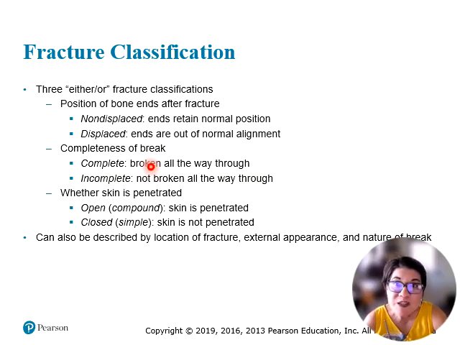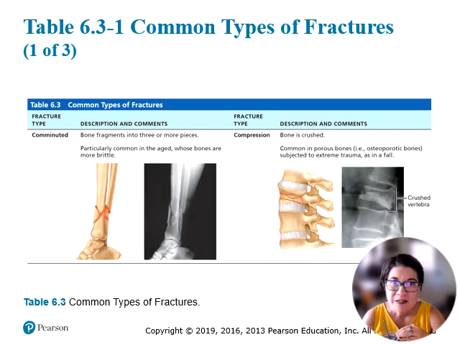There are different ways that we describe or classify fractures. They can be non-displaced or displaced. So are they in alignment? Are they still in the same position, or are they out of alignment? Complete or incomplete? Did they break all the way through or not all the way through? And then are they open or closed? Open, or compound, is a synonym, and that's when the bone is sticking out of the skin. And closed, or simple, is when the skin is not open. So here are some different ones.